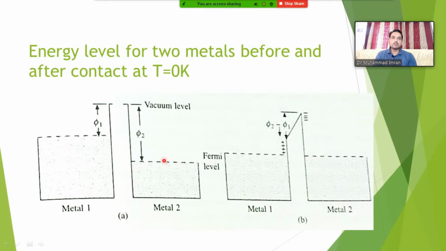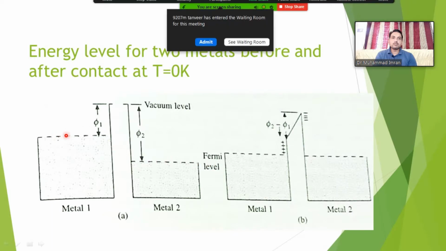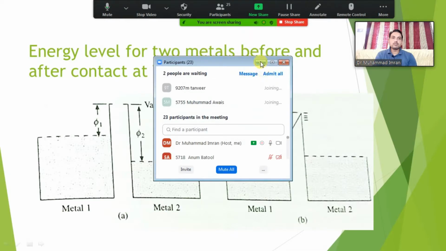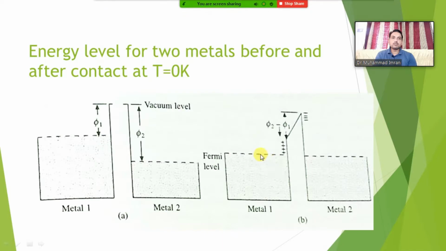You see that this is the Fermi level of metal 2, this is the Fermi level of metal 1. When you make the contact, electrons in metal 1 have higher energy as compared to electrons in metal 2, so electrons start flowing from metal 1 to metal 2. This process will continue until you get equal Fermi levels for both the metals, like this.